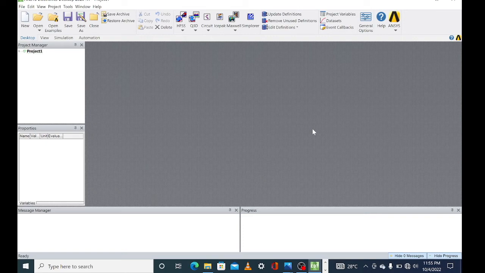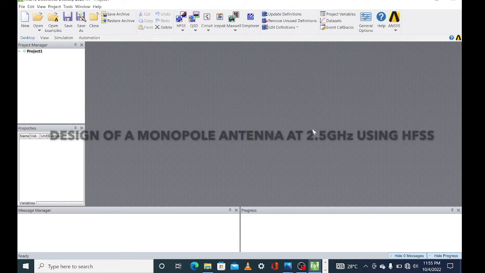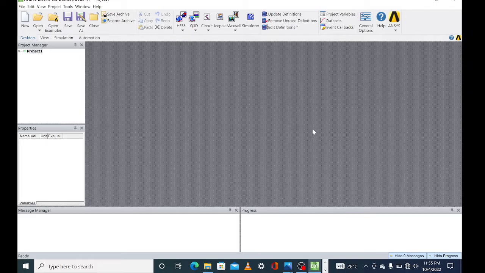In this tutorial section, we will look at the design of a monopole antenna at a resonating frequency of 2.5 GHz using HFSS. We will look at the monopole from theory before we start the design.